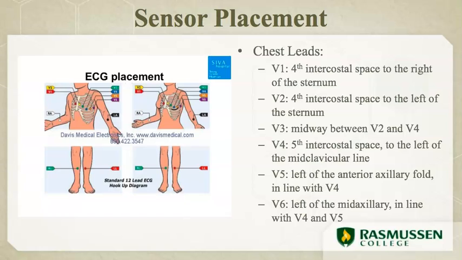And then in this picture, you can see where V1 and V6 go. Those are the chest leads. They will surround the heart. This is also going to be placed in the lab so you can see it as we actually perform the EKGs this week.